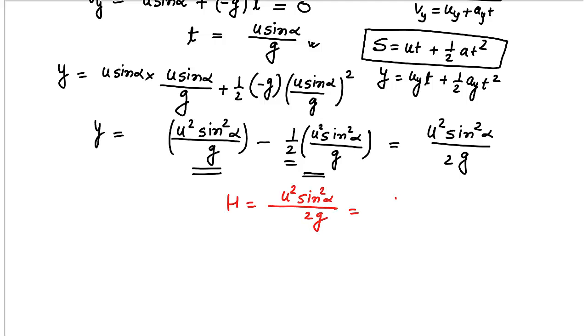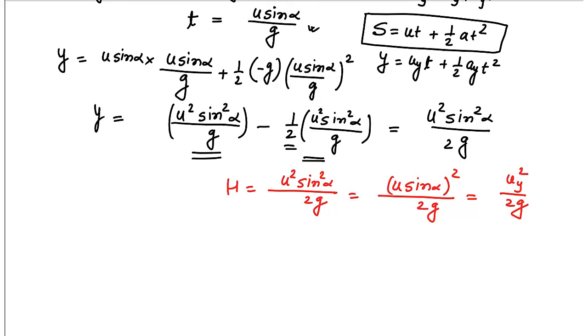You can write the same thing as (u sin α) whole squared, divided by 2g. So u sin α is nothing but the vertical velocity, the initial vertical velocity. So one can also remember this as u_y squared divided by 2g. So this is the maximum height reached by the projectile.